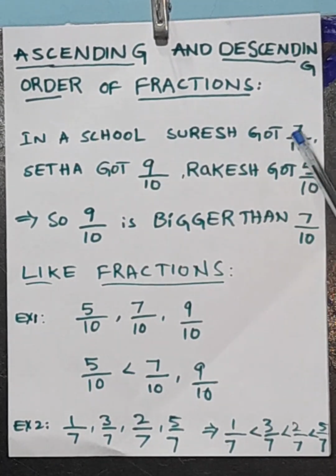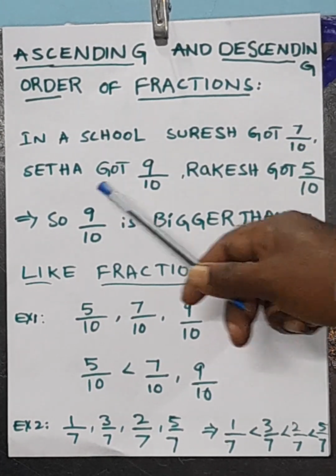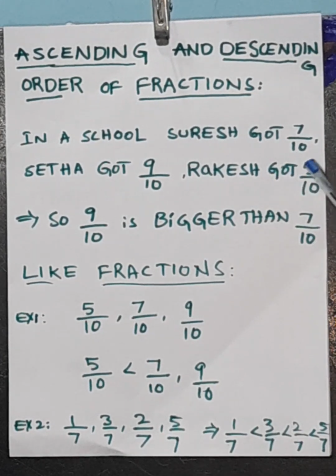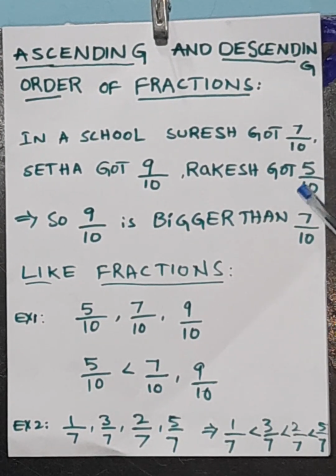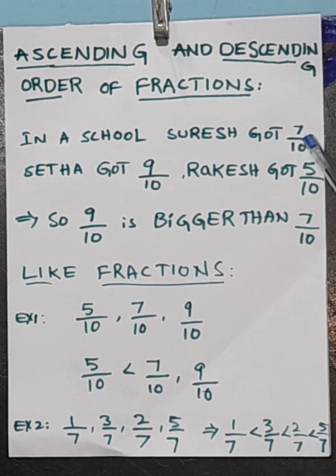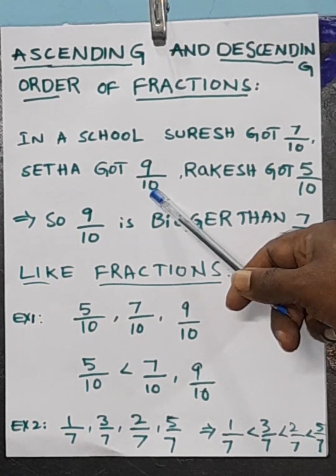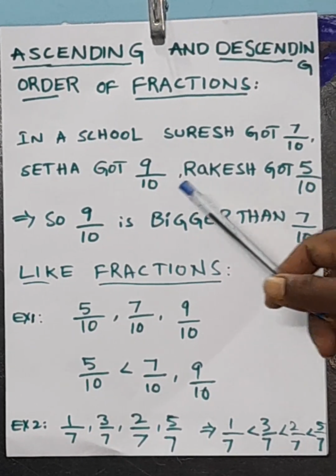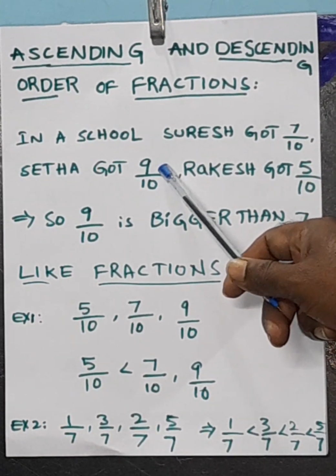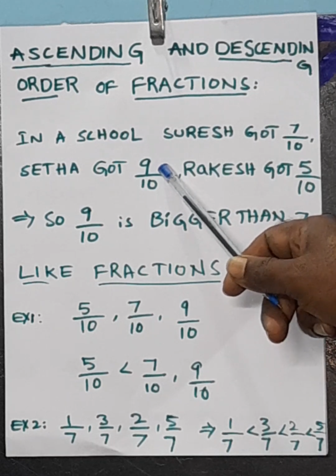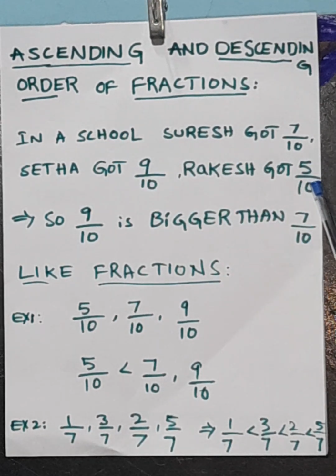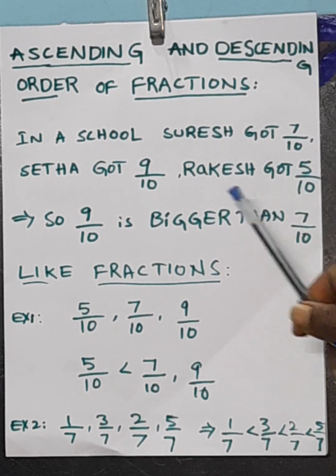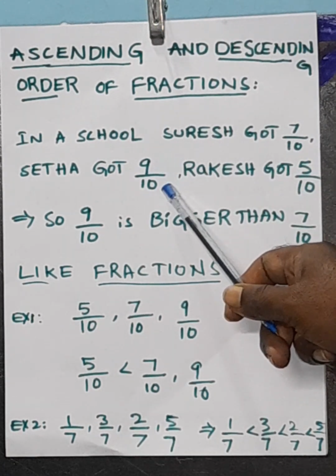Suresh got 7 by 10. Sita got 9 by 10. Rakesh got 5 by 10. That means out of 10 marks, Suresh got 7 marks, Sita got 9 marks and Rakesh got 5 marks. So 9 marks is the highest and 5 marks is the lowest. Simply we can say 5 by 10 is the smaller and 9 by 10 is the bigger.